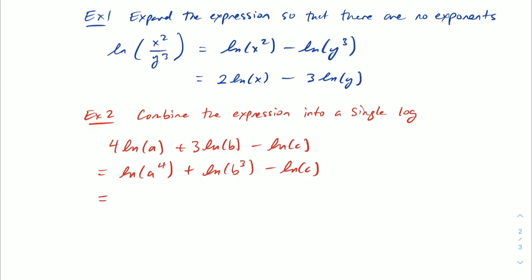So the first rule says if you have a sum of logs, that can be written as a log of the product of the insides. And then if you have a difference of logs, you can write this as the log of the first inside over the second inside. And this is an expression with just a single log, and so we're done.